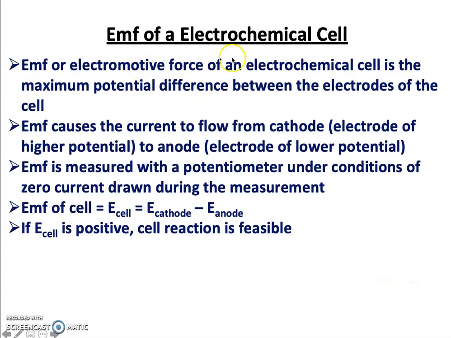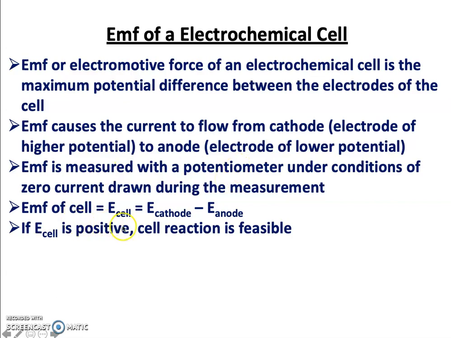Now, what is the EMF of an electrochemical cell? EMF, the full form is electromotive force. So electromotive force is nothing but the maximum potential difference between the electrodes of a cell. Now, it is the EMF that causes the current to flow from the cathode to the anode. Now, remember that cathode is an electrode of higher potential and anode is an electrode of lower potential. Now, the EMF is measured with a potentiometer when the cell is not working.